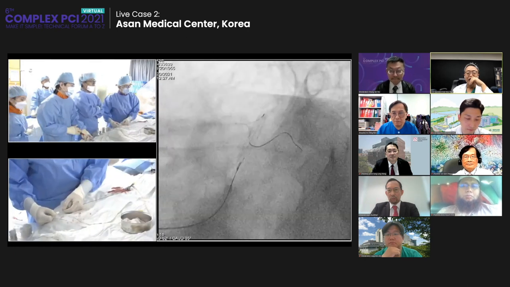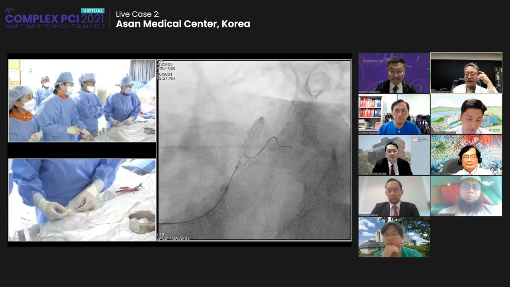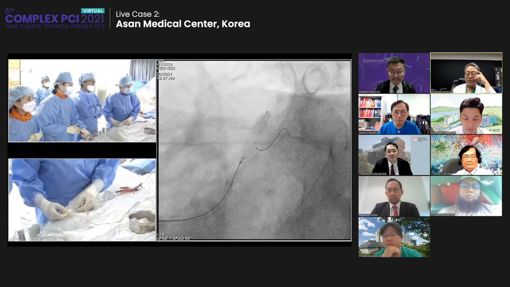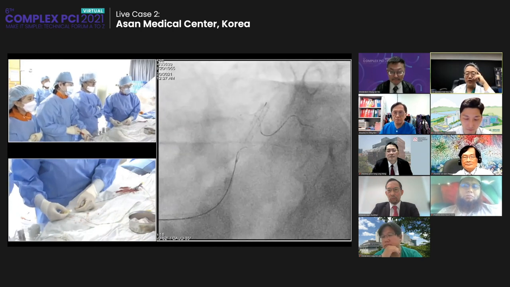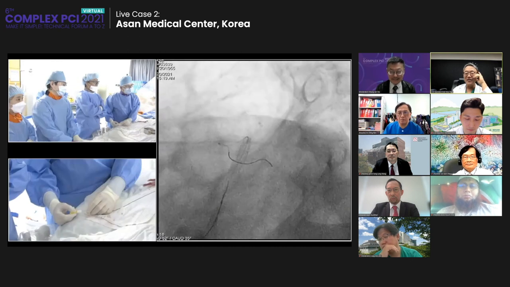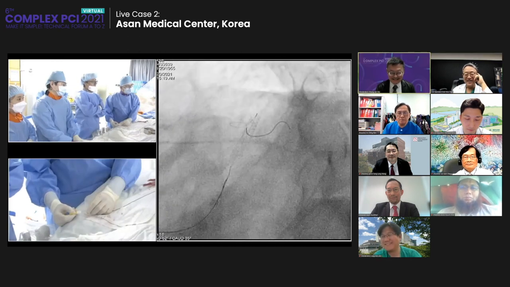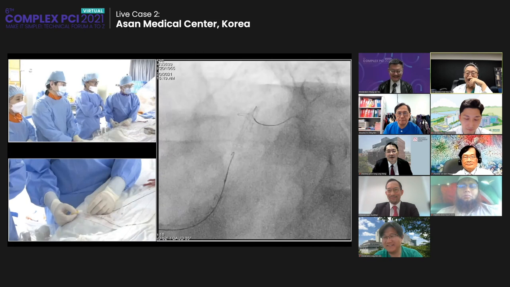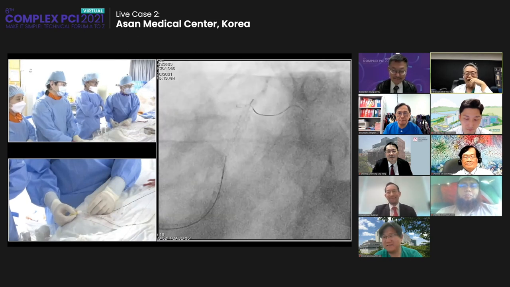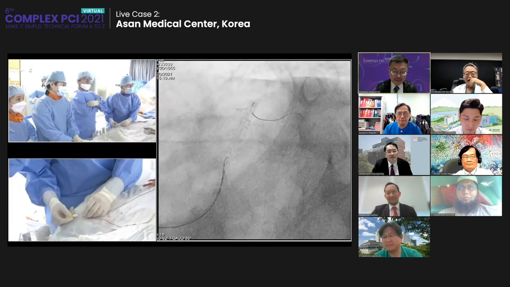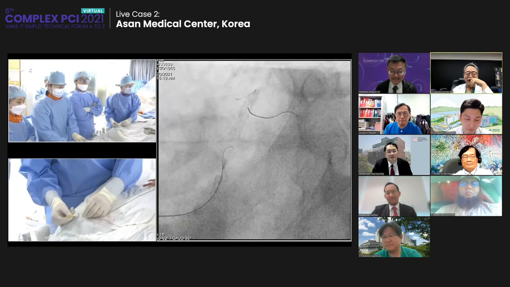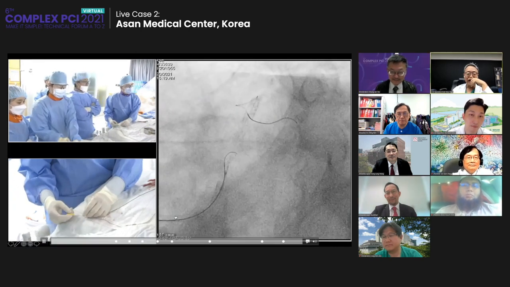So I think this is the most highlighting part. As you expected, this is a shortened video. We already spent more than 10 minutes, 15 minutes over here. Wiring takes a long time. This is still the BMW one. No, this is the Gaia second.